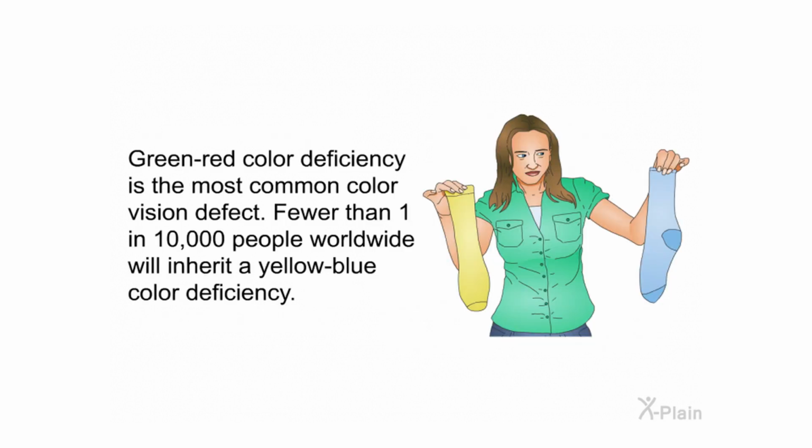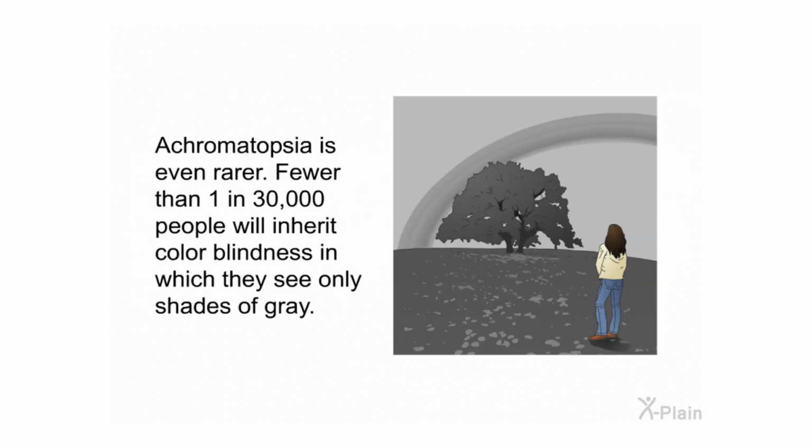Green-red color deficiency is the most common color vision defect. Fewer than 1 in 10,000 people worldwide will inherit a yellow-blue color deficiency. Achromatopsia is even rarer. Fewer than 1 in 30,000 people will inherit color blindness in which they see only shades of gray.